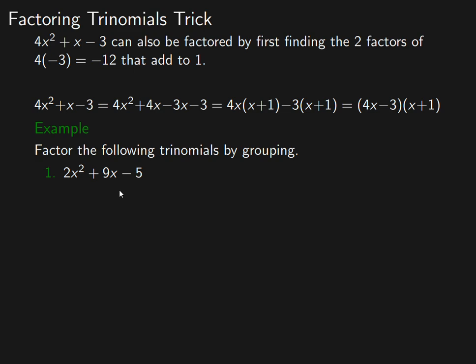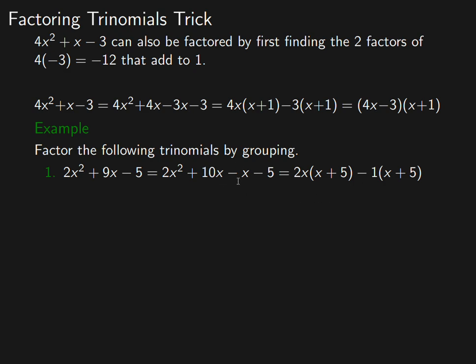So what about 2x squared plus 9x minus 5? So we look for two factors of 2 times minus 5, which is minus 10, which add up to 9. So those numbers are 10 and minus 1. So we have 2x squared plus 10x minus x minus 5. So the GCF of the first two is 2x. So let's factor that out, and we have 2x times x plus 5.